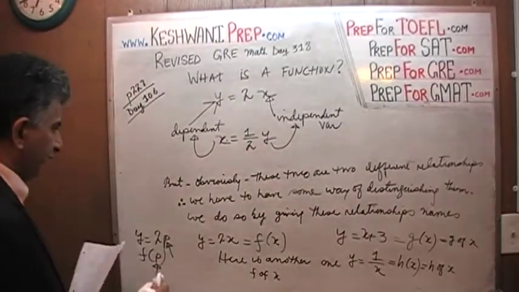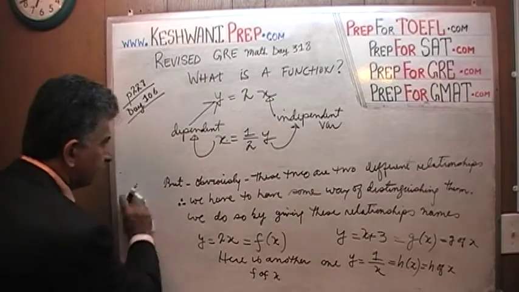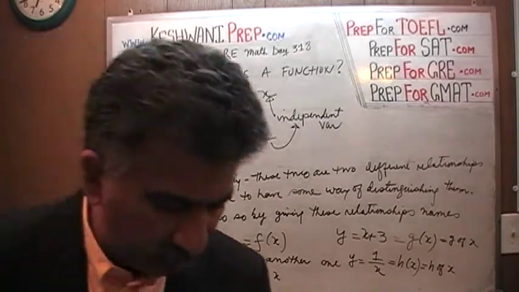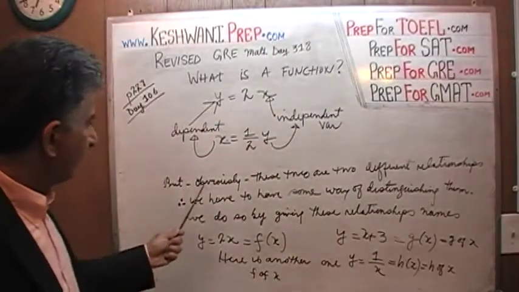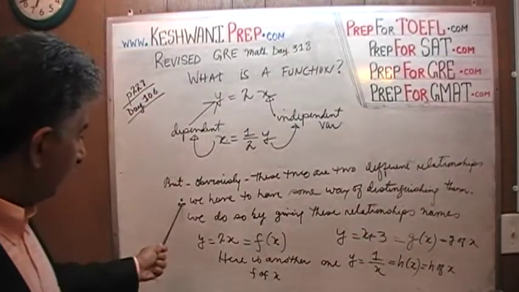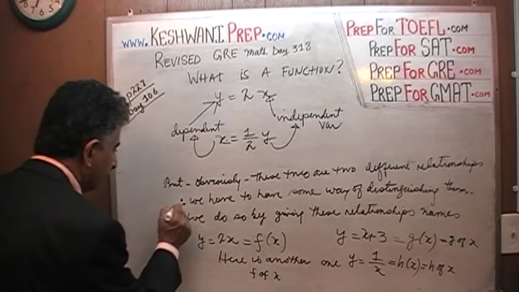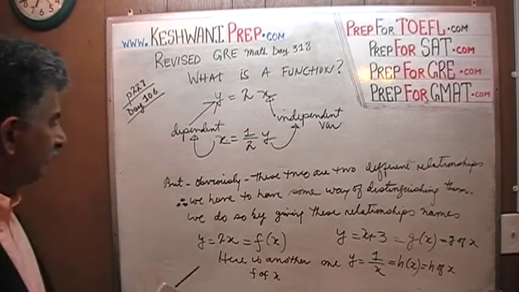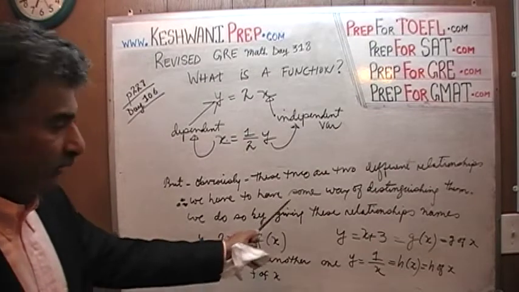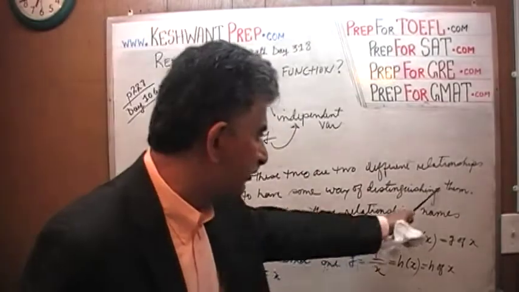We need the room again, as I keep pointing out. One more time, I'm going to read it very quickly before I erase it. So it says, obviously, the two relationships were two different relationships. Therefore, this symbol here, these three dots, means therefore. Therefore, we have to have some way of distinguishing these two relationships.